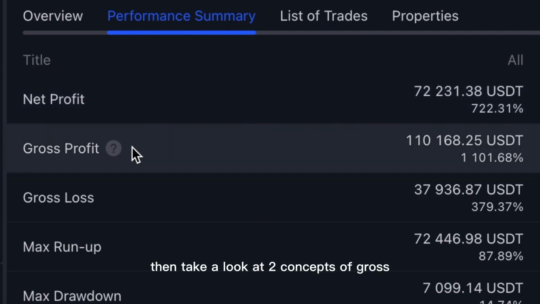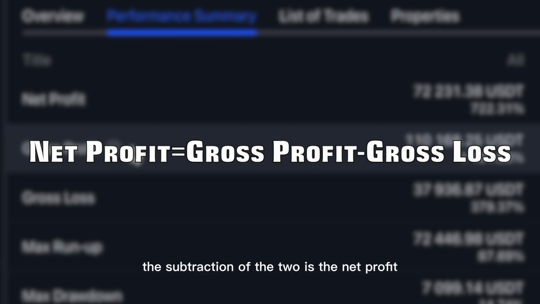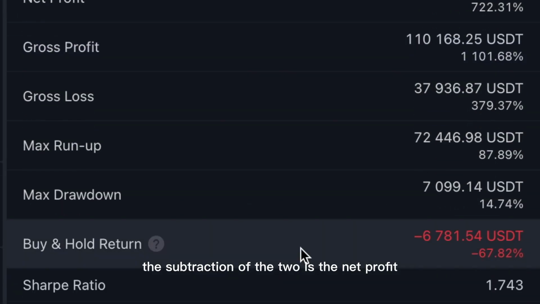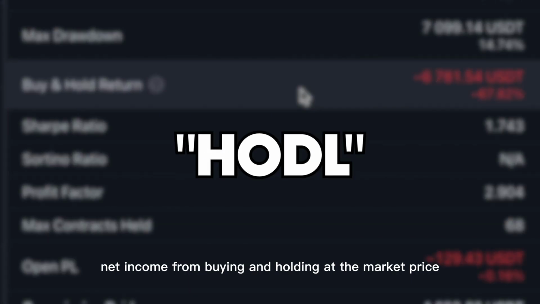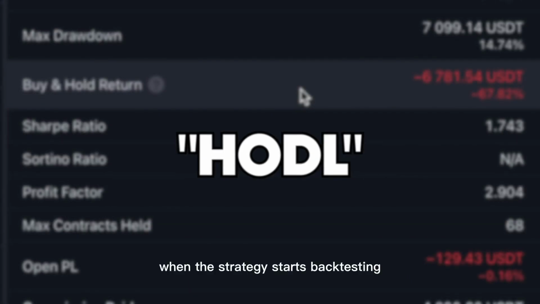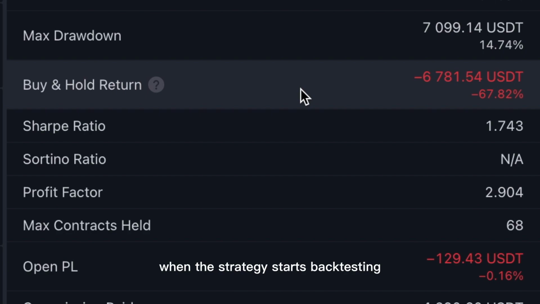Then take a look at the 2 concepts of gross profit and gross loss. This is the profit you make on all winning trades and the loss you make on all losing trades. The subtraction of the 2 is the net profit. Next is the buy and hold return, which represents the net income from buying and holding at the market price to the present when the strategy starts backtesting, which is not difficult to understand.